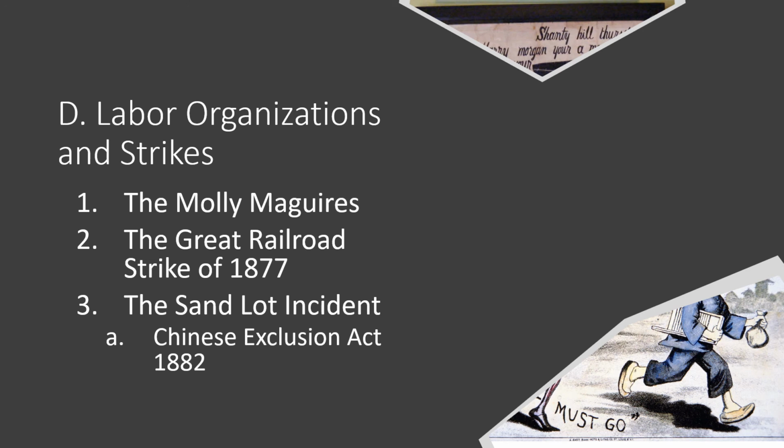The Sand Lot Incident. At a sand lot in San Francisco, a meeting to show support for the striking railroad workers became an attack on Chinese immigrants. The Chinese were easy scapegoats, as they tended to work for less and were perceived to steal American jobs. This led to Congress passing the Chinese Exclusion Act in 1882. Nativism stimulated proposals to restrict immigration, leading to bans on Asian citizenship for 10 years. It would eventually be repealed in 1943.